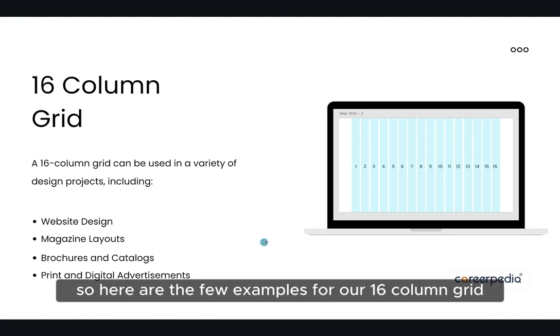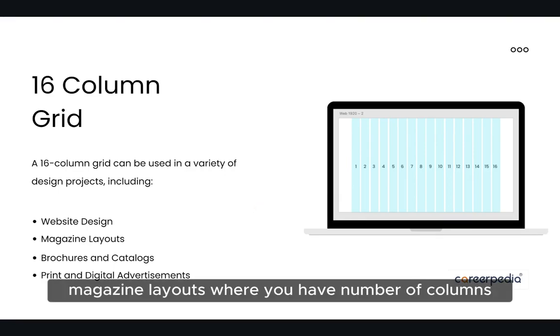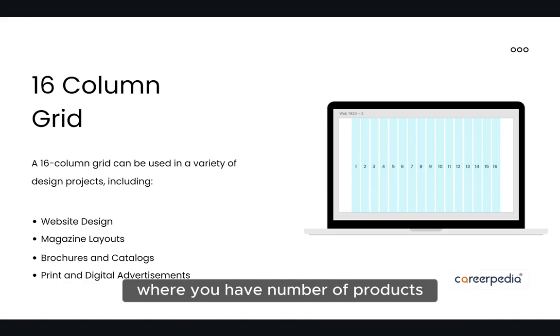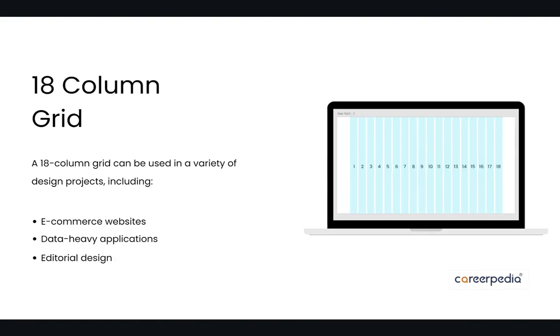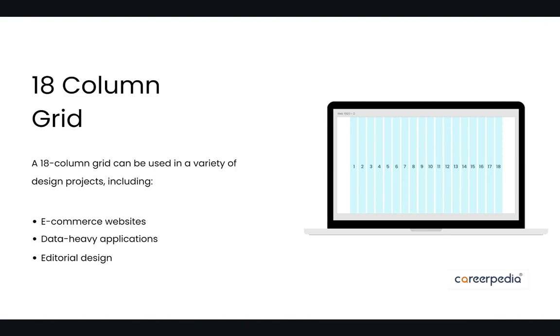So here are a few examples. For the 16 column grid, it can be used in website design, magazine layouts where you have a number of columns, brochures and catalogs where you have a number of products, and print and digital advertisements. And then we have our 18 column grid, which is popular for e-commerce websites, data heavy applications, and editorial design.